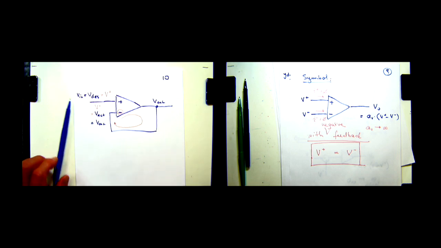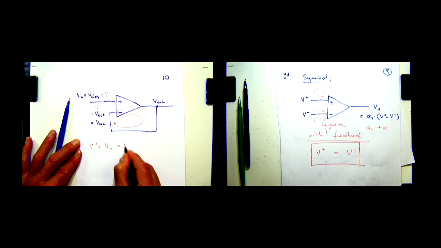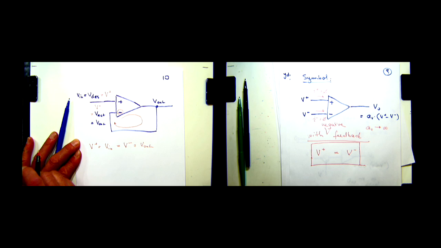So V plus equals V in. V plus equals V minus. And V minus equals V out. Huh? V out equals V in.